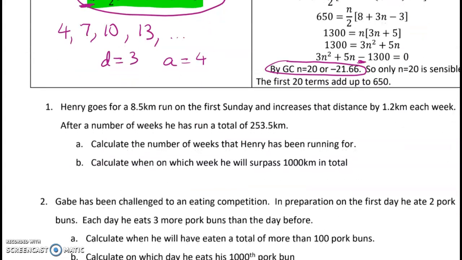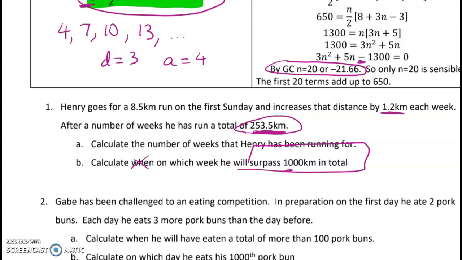All right, first question. Henry goes for an 8.5 kilometre run on the first Sunday, and he increases that distance by 1.2 kilometres every week. After a number of weeks, he's run this far, right? How many weeks has he been running for when his total is this? And then calculate when he'll surpass 1,000 kilometres in total.